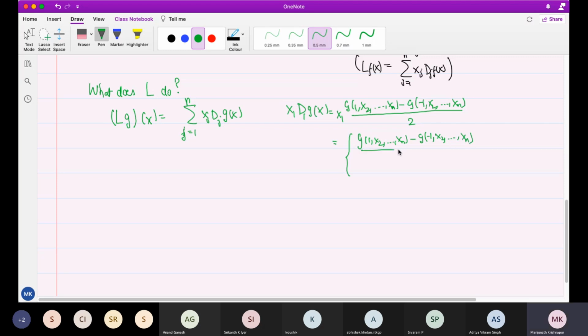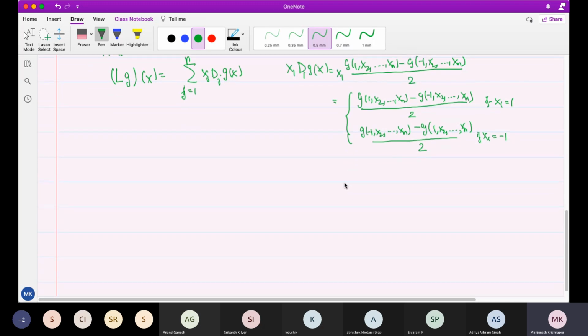X2 to xn by 2. If x1 is 1. And if x1 is minus 1, this will get flipped. It is g of minus 1, x2 to xn, minus g of 1, x2 to xn, by 2, if x1 is minus 1, right? So Kaushik asked last time, this derivative didn't depend on xj itself. If you want it to depend on xj, you can multiply by this xj itself. So then it will depend on xj in this way.